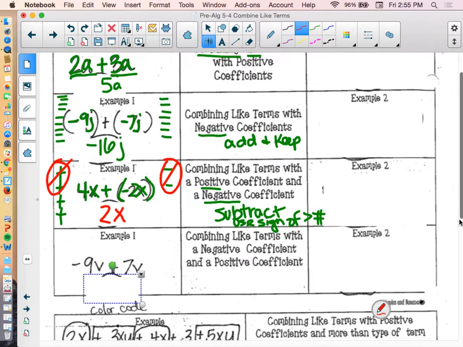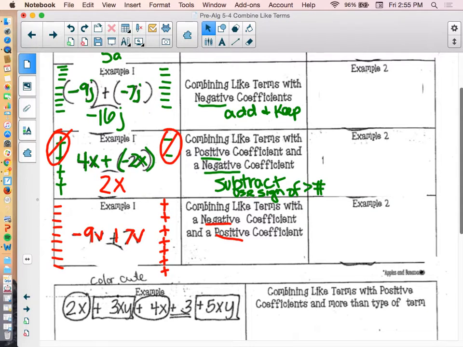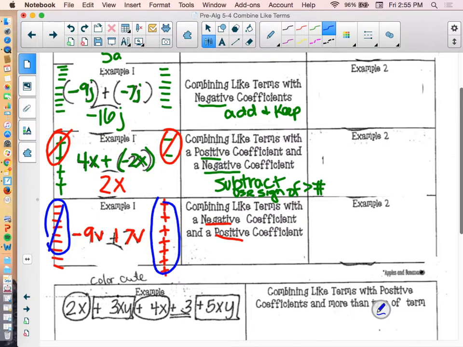Lastly, combining like terms with a negative and a positive is the same kind of thing. I've got a negative 9v, please write this down, plus a 7v. So I've got 9 negatives, 1, 2, 3, 4, 5, 6, 7, 8, 9. And I've got 7 positives, 1, 2, 3, 4, 5, 6, 7. So I know that 7 of those are going to cancel out, and 2 negatives will be left over. I also have to label that with a v.